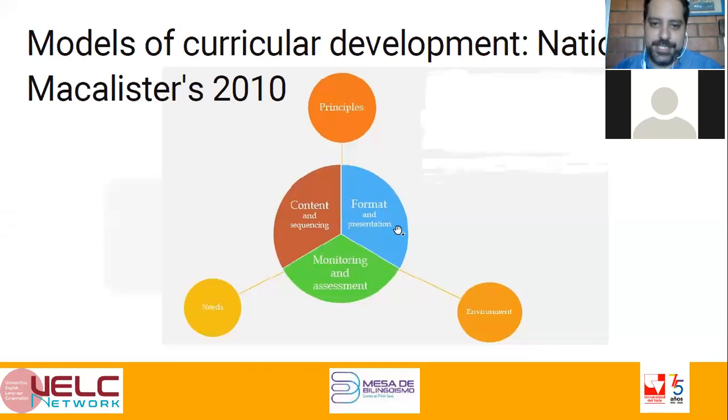Then we have format and presentation. So that's how you actually design the lessons and the classes. What order, what structure, what type of activities. And in the current situation, it is at this level when you should consider what interface, what technology, if you have the option, what I want students to do and what tools will allow them to reach those goals. And finally, there's monitoring and assessment, which is determining whether those needs are being satisfied, whether those goals have been achieved.